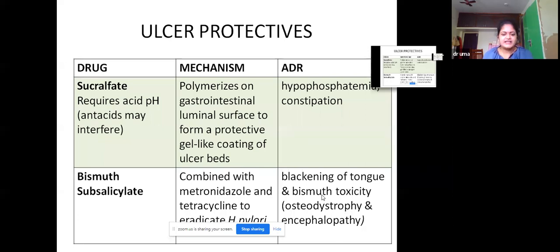Bismuth subsalicylate is used in combination with metronidazole and tetracycline to eradicate H. pylori. The main adverse effects are blackening of the tongue and bismuth toxicity, which is more prone in case of renal failure. They produce osteodystrophy and encephalopathy.